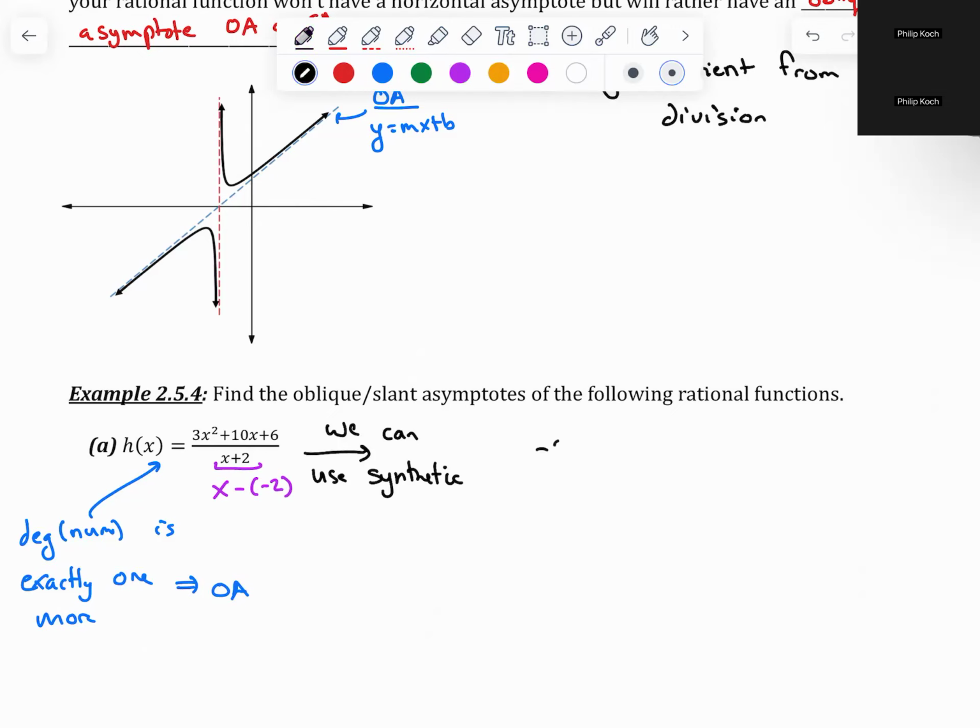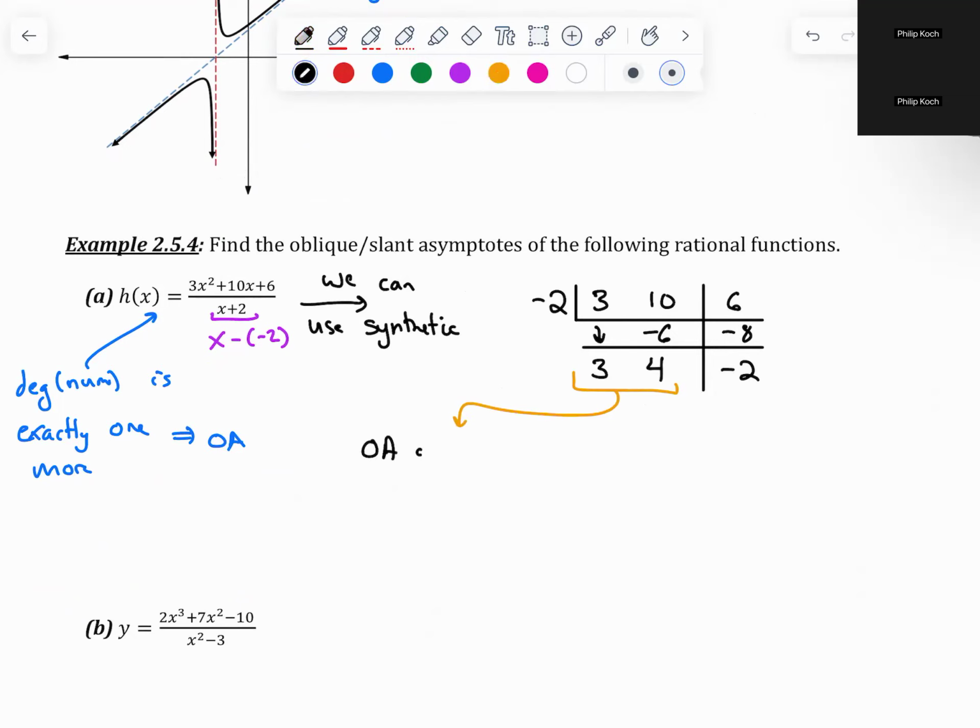So we'll set that up. Negative 2 divided into, and notice that all powers of x are present in the dividend, the thing up top: 3x squared plus 10x plus 6. Draw a vertical line. Bring down the 3. Multiply diagonally, add vertically. So negative 6, 4. Negative 2 times 4 is negative 8. And then negative 2. So this gives me the OA: y equals 3x plus 4. That is our answer. That's how we do it.